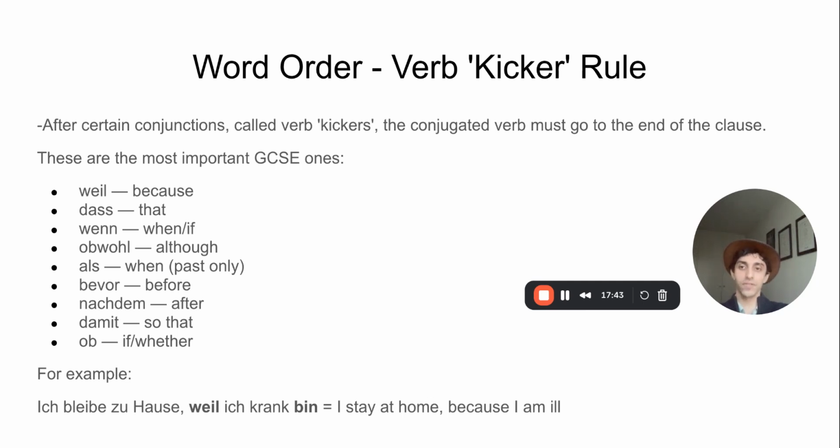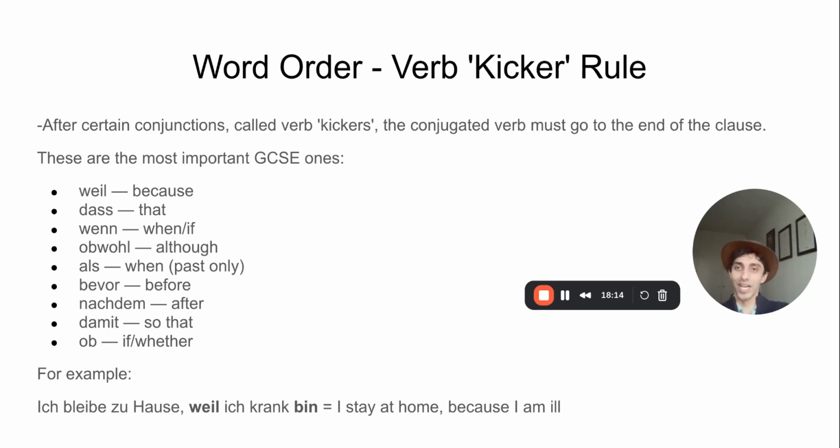So essentially, after certain conjunctions, the ones listed here would be the most important for GCSE. And these conjunctions can be more casually called verb kickers. The conjugated verb goes right to the end of the clause, not necessarily the whole sentence, but it will go to the end of the clause. Often that will mean the end of the entire sentence in German, but not always, not necessarily.